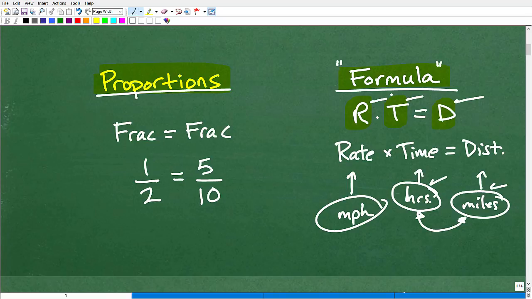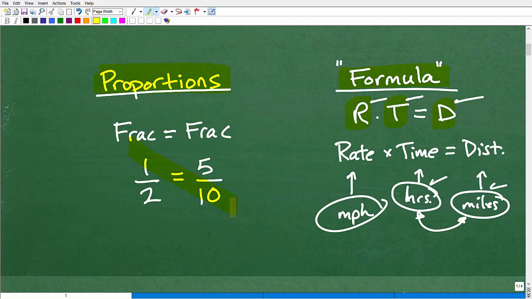Now, let's jump over here to proportions. I've done quite a few videos on proportions as well, and you can find those again in my pre-algebra or algebra playlist. But a proportion, by definition, is one fraction that's equal to another fraction. For example, I have the fraction 1/2, and that is equal to the fraction 5/10, or 3/6. There's any number of fractions, but a proportion is two equal fractions.